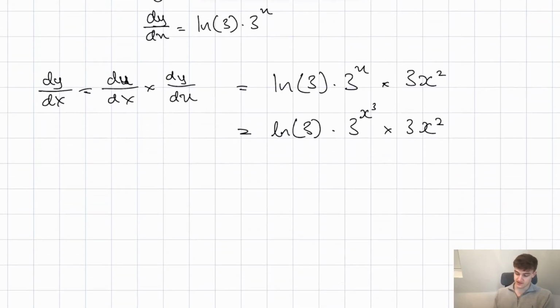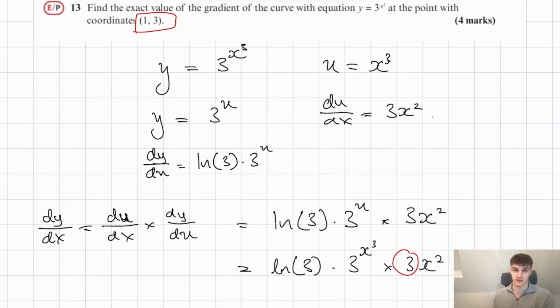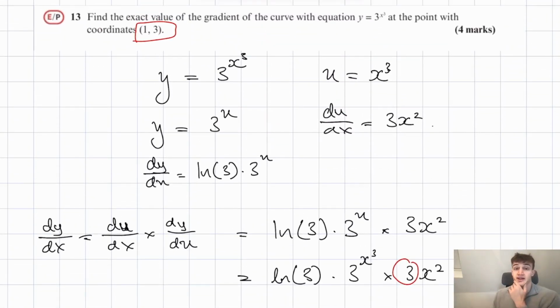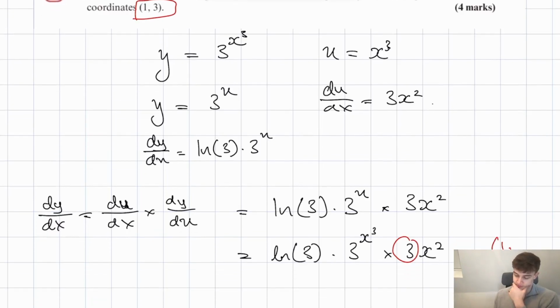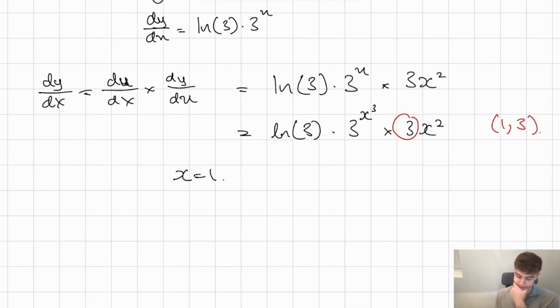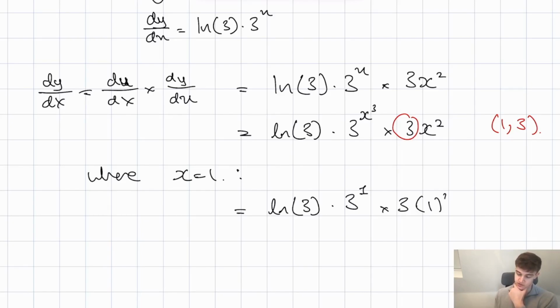If you really want to be fancy, you can let this 3 come into here, but we don't really care about that since we're just working out the exact value. So it's at the point 1, 3. So that's where clearly x is equal to 1. That is then going to give us the natural log of 3 times 3 to the power of x cubed. So 1 times 3 times x squared, which is 1. So that's going to give me 3 times 3 times log 3. 9 ln 3.